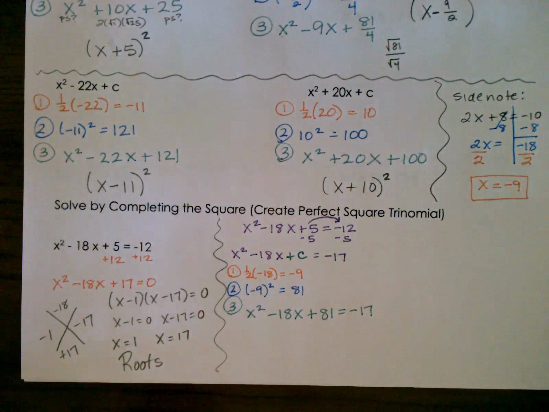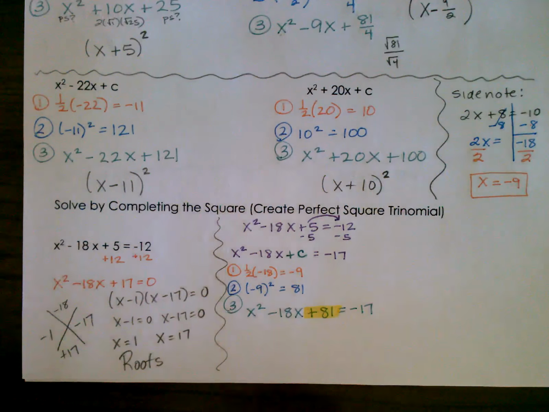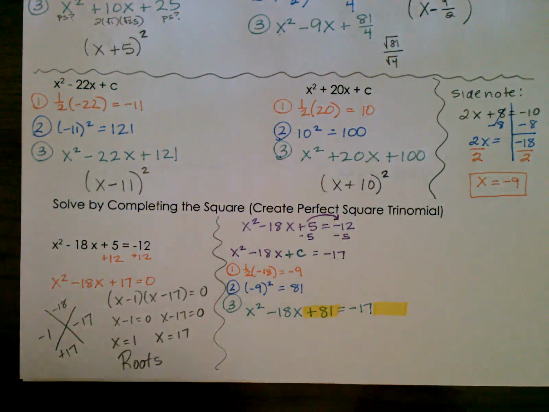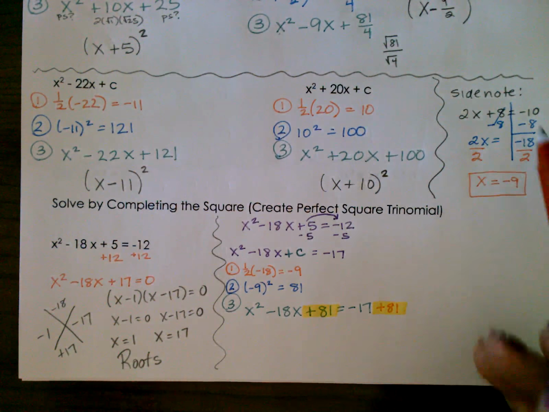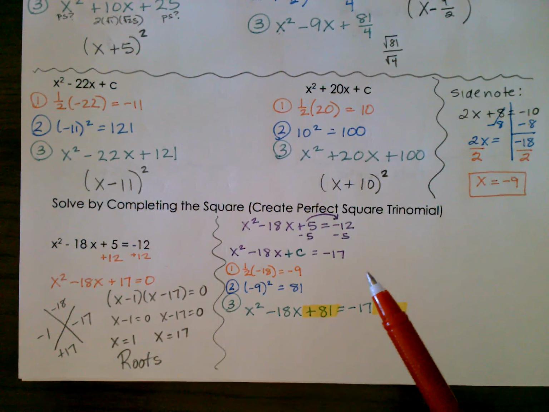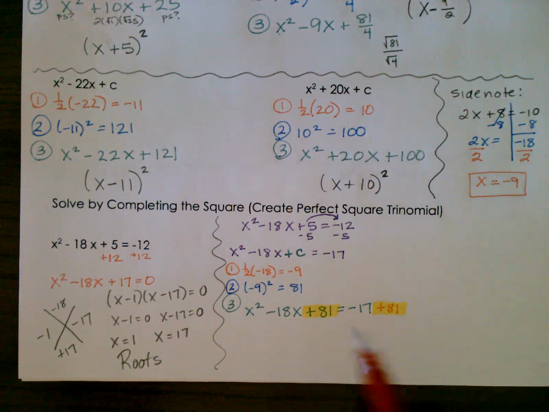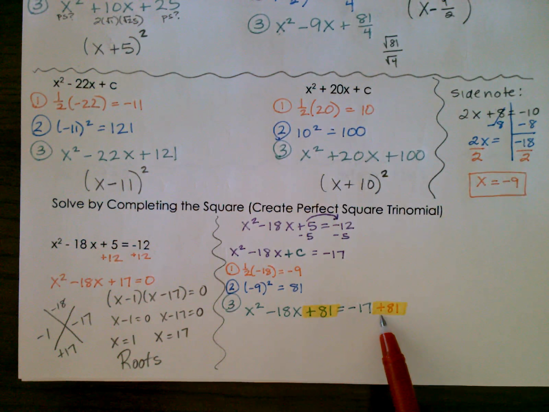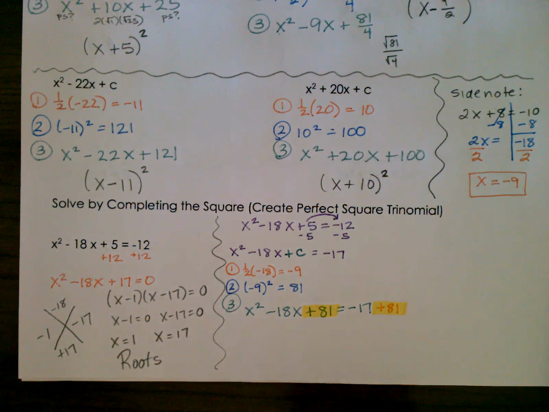Now, please realize I added 81 here to the left-hand side of the equal sign. So I need to add 81 to the right-hand side of the equal sign, just like the two-step equation. When you're subtracting 8 from the left, you subtract 8 from the right. When we divide by 2 on the left, divide by 2 on the right. If I'm going to add 81 to create a perfect square trinomial here, I have to add 81 over here. Now, I have a perfect square trinomial.